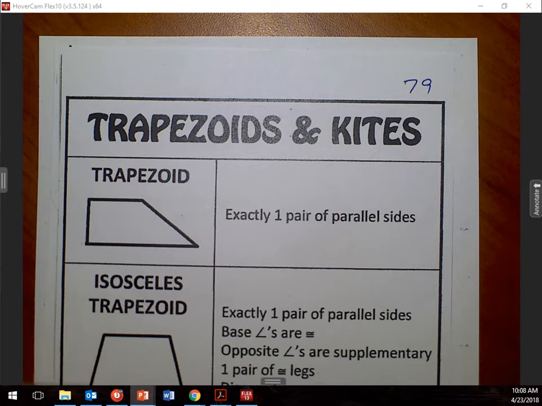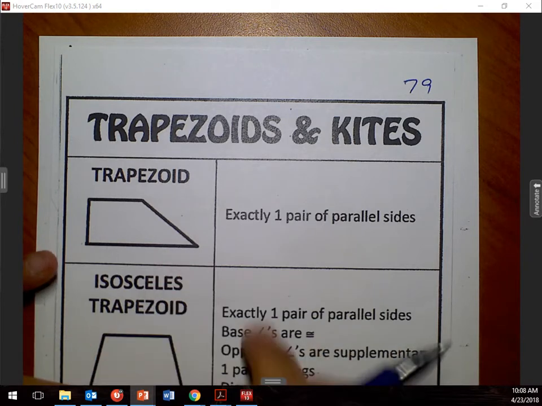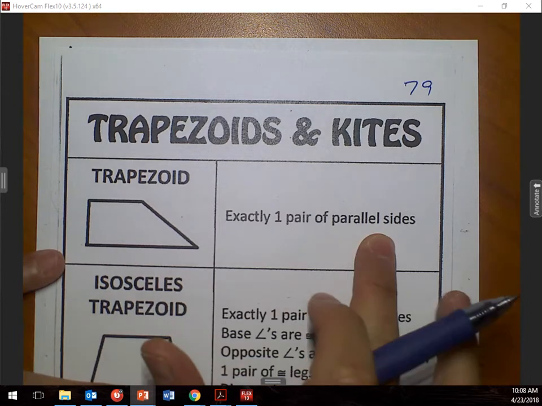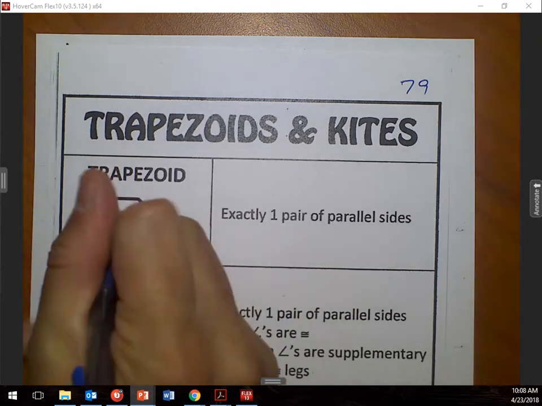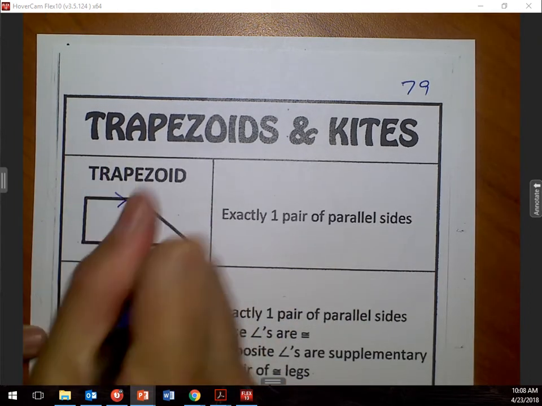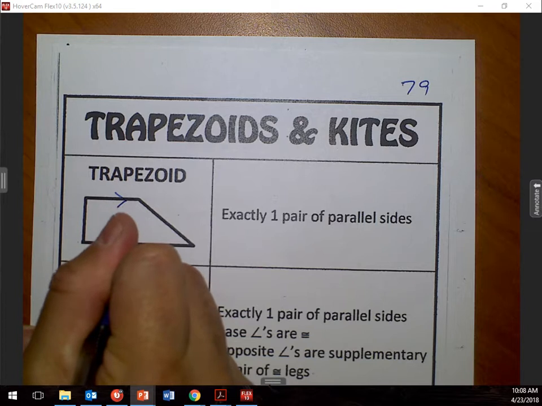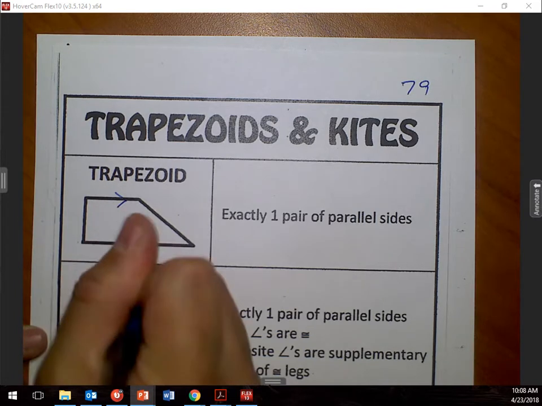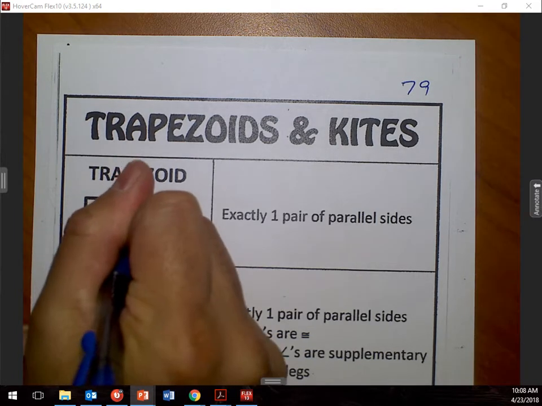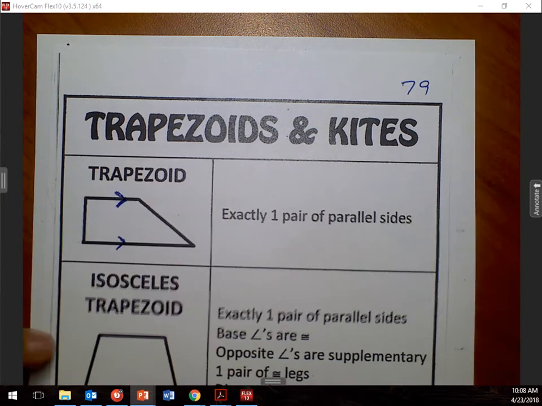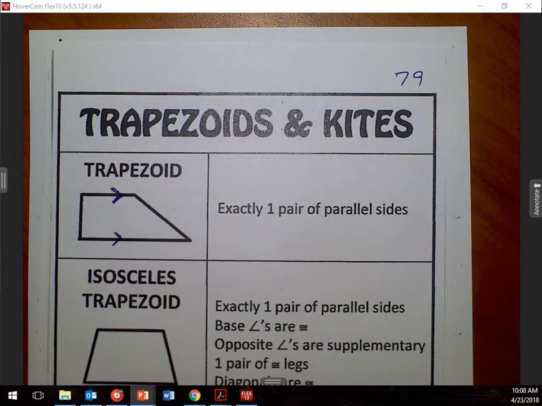All right, so basic rule for a trapezoid. So we're going to fill this in. Okay, exactly one pair of parallel sides. The symbol for parallel is the little angle thing, or the arrow thing, like this. So there's my one pair of parallel sides. Nothing else.